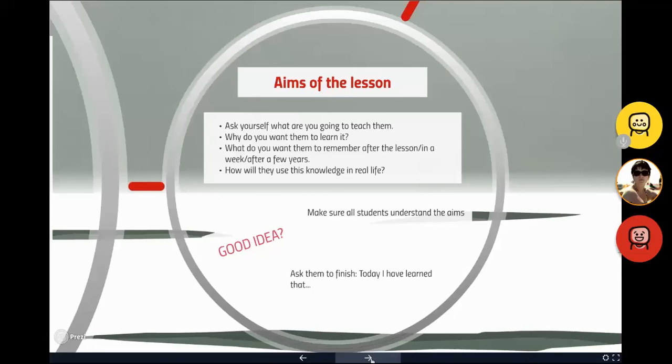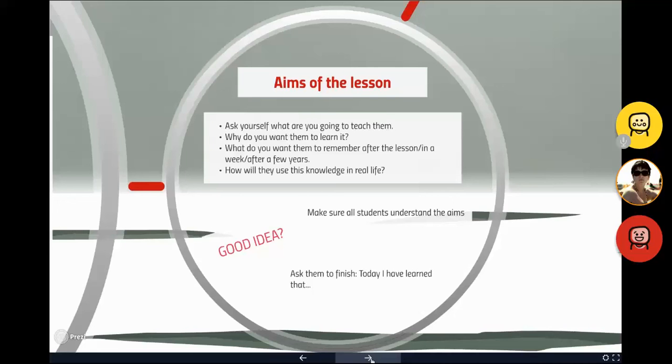But then another question would be, so what can I do to make it interesting for the brains? Because you have to remember that when the brain finds something totally impractical, it will not learn it. So you have to start from the other side. You have to think how to change theory into practice. How will they use this knowledge in real life?